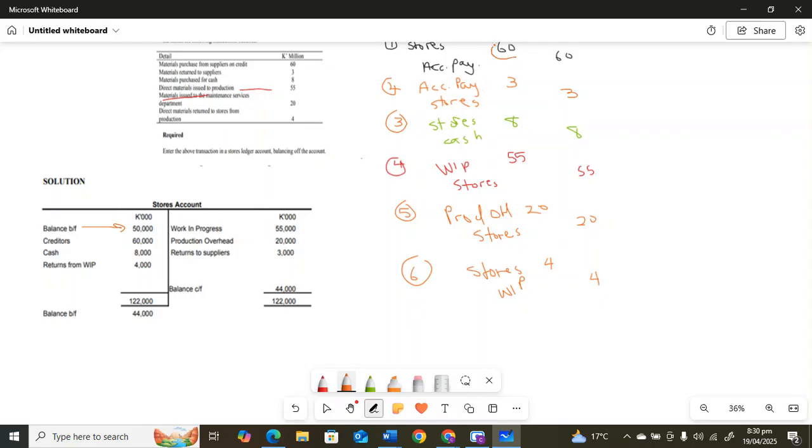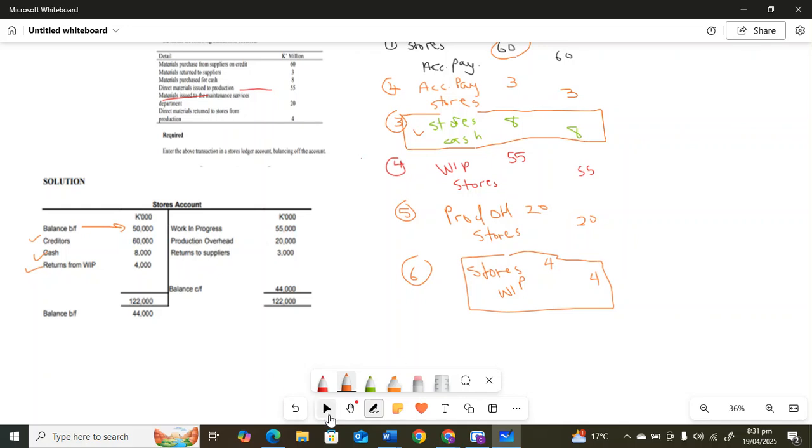Okay. So this 60 million debit entry comes here under creditors. Here we put accounts payable, but you can also put creditors. Then also this 8 million, there's 8,000 for cash. It was for this general entry where we debited stores 8 and credited cash 8. Then this returns from work in progress, it's here, this one here. So is this 4,000 here? These are the debit entries for stores.